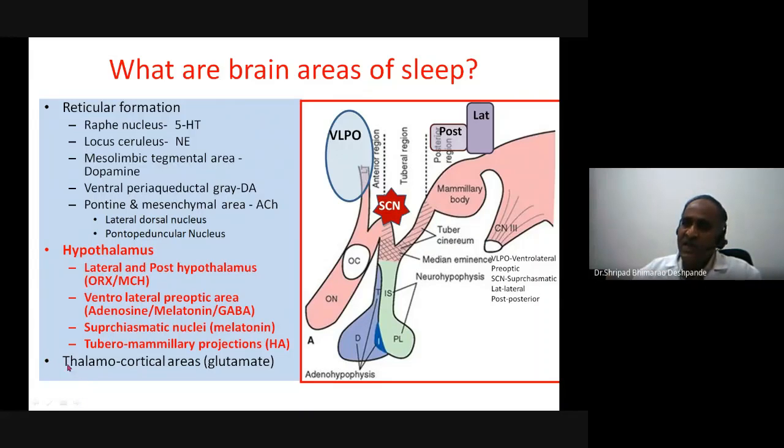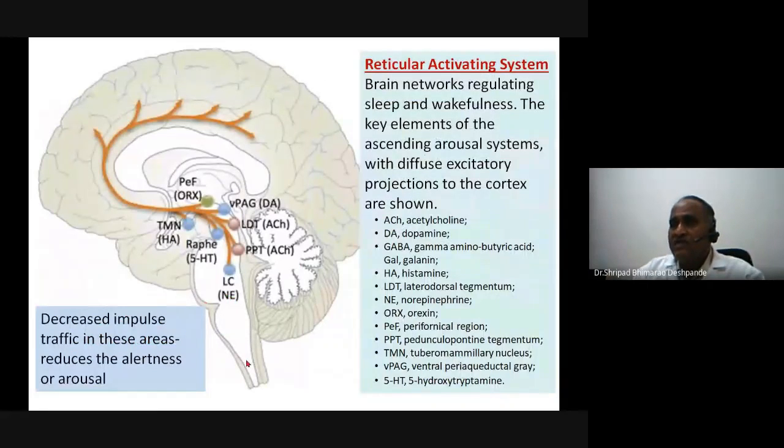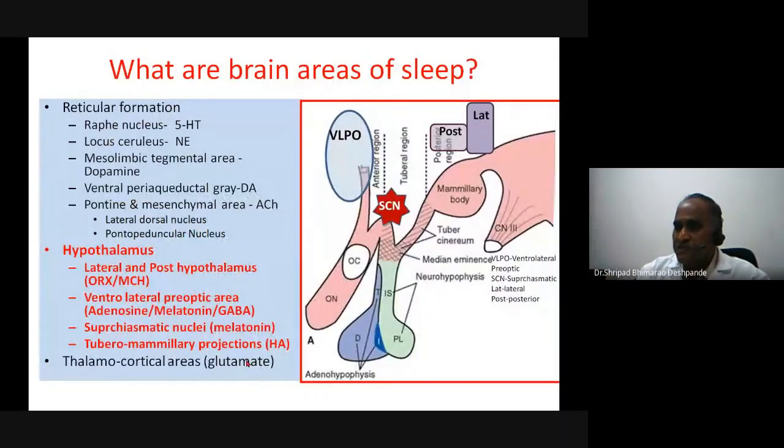Then we have a third area, that is from the thalamus. This thalamic area includes the reticular nucleus of the thalamus, interlaminar nucleus of the thalamus, and other thalamic nuclei which are concerned with the limbic components. They are projecting onto all the cortical areas of the brain. They are glutamatergic. Now, the question was what are the various areas of the sleep.